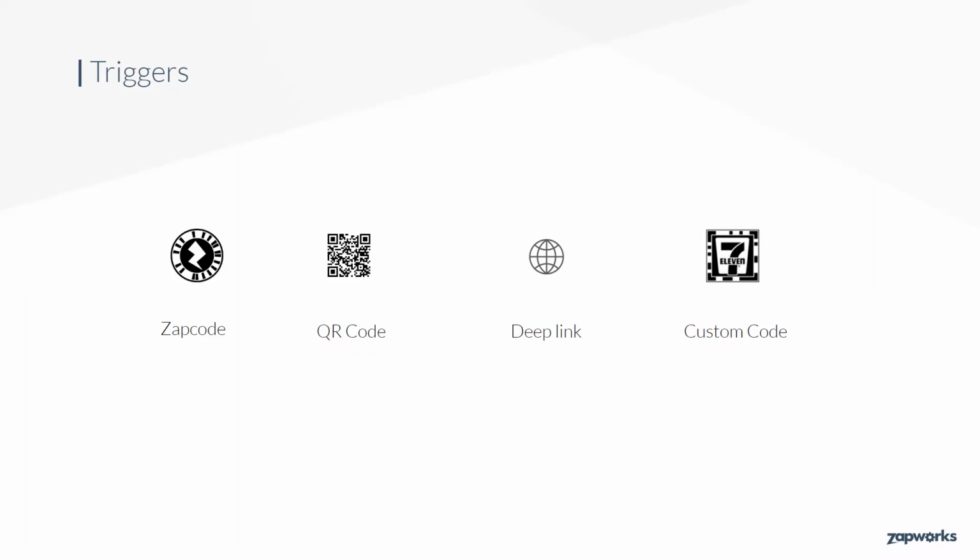A deep link is kind of like a hyperlink, and it's great for emails or social platforms. You can just send them a link, they tap on that, and it will launch their experience directly, similar to how a QR code does it. And then a custom code on the right is similar to a Zap code, but we can actually customize the look and the feel of that code.